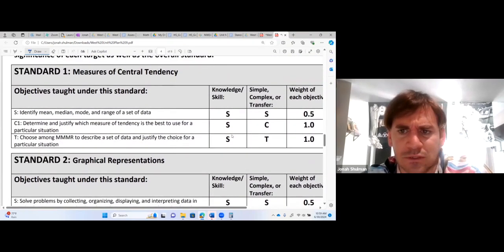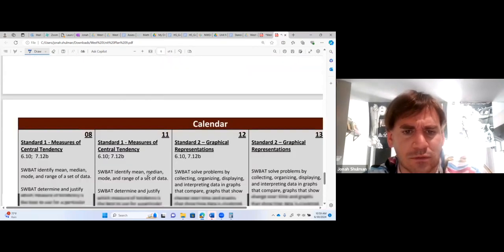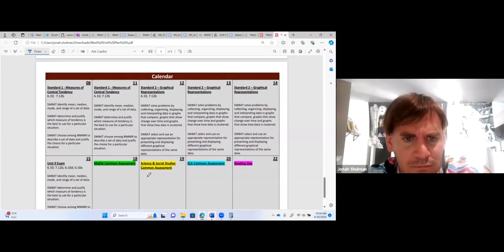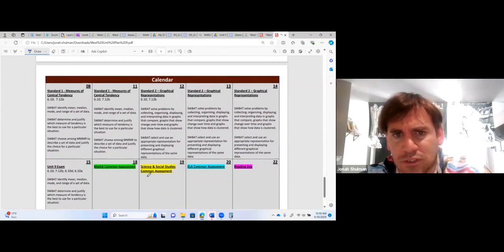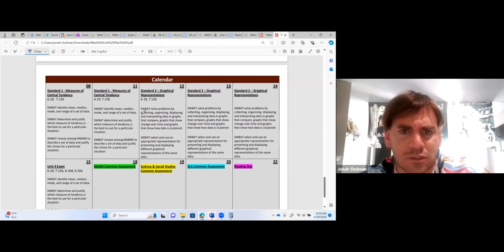These are the standards. These are the essential questions, data in different formats. And here's the calendar. They made this really short. Usually a lot of time is never spent on this, and I just wanted to show you how short the unit can be made.